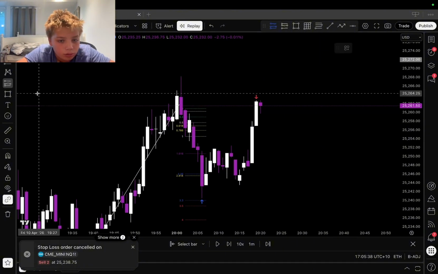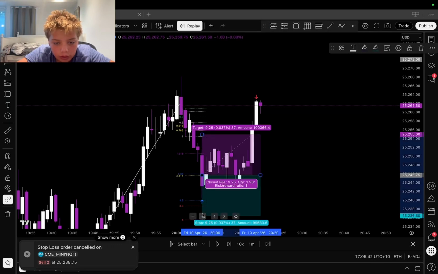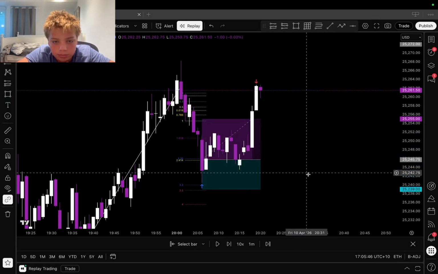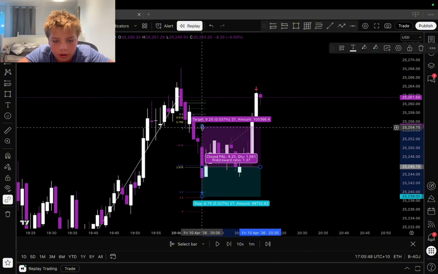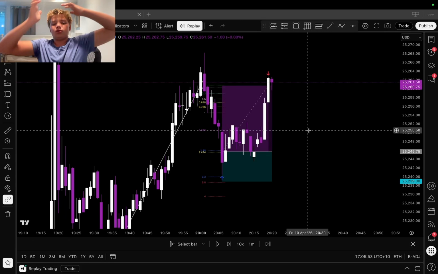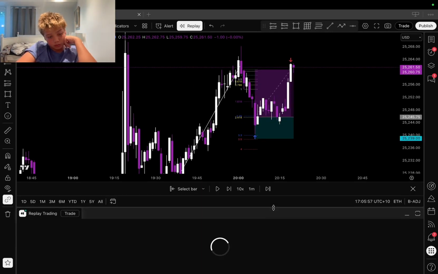And here we go, let me just mark this out. Right above the 2.414 line. Bought in there. Stop was here, and then the TP was here. Look at that, 1 to 2. So that's just a little example of the strat.